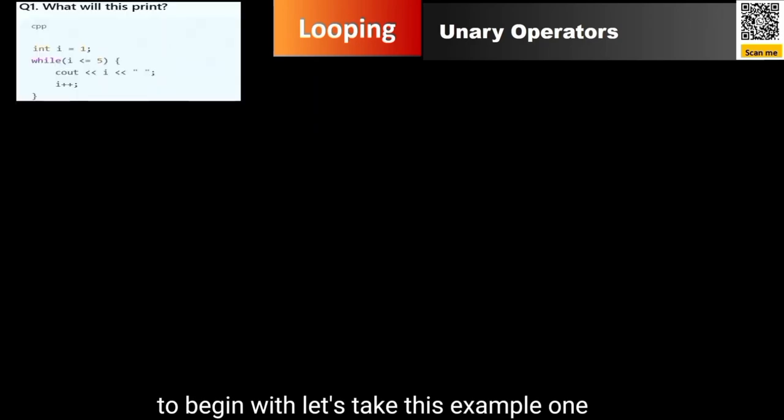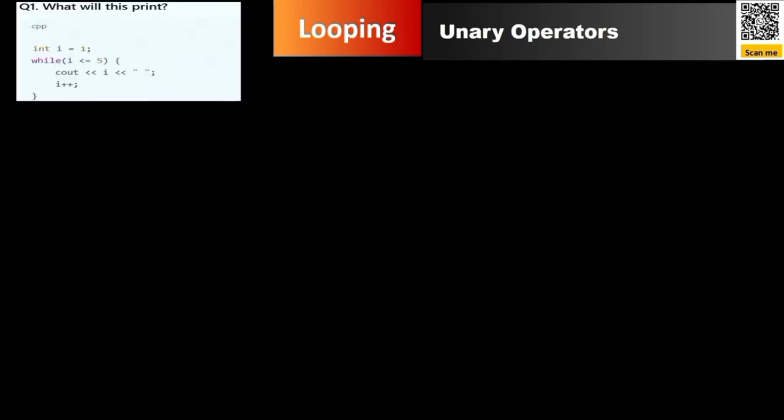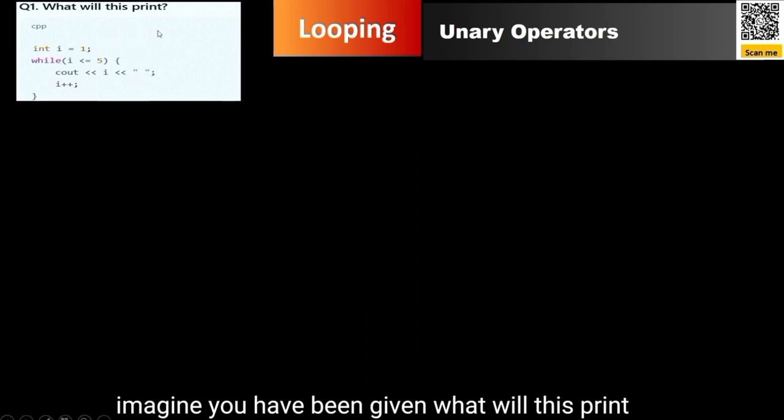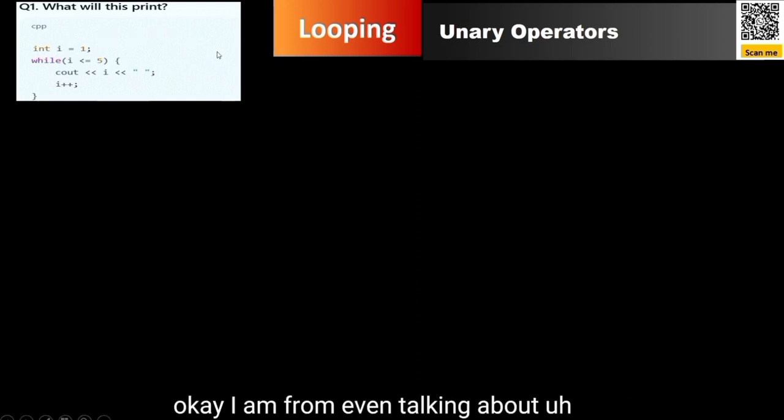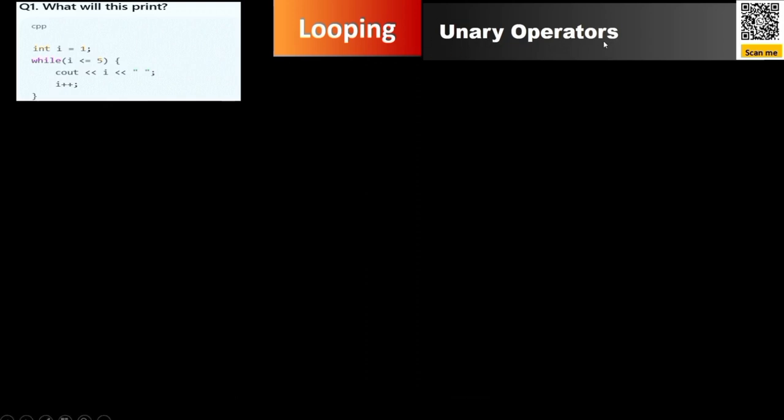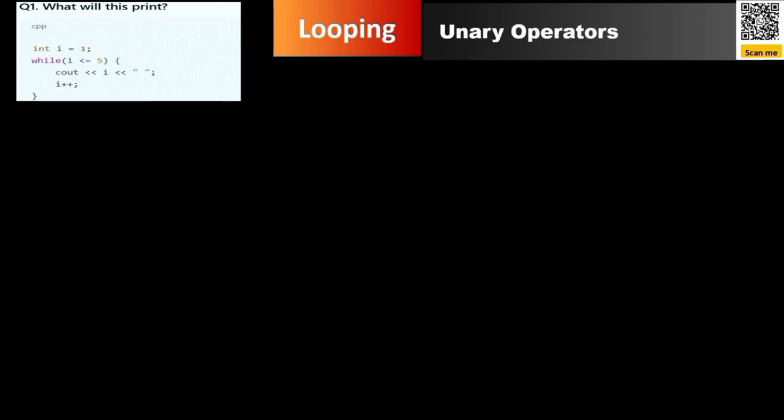Okay. Now, let's look at the while loop and do while loop. To begin with, let's take this example 1. Imagine you have been given this: what will this print? I was earlier talking about unary operators, where I mentioned pre-increment, pre-decrement, post-increment, post-decrement. You need to get that. If you got the concept, then this will be easy for you to understand.